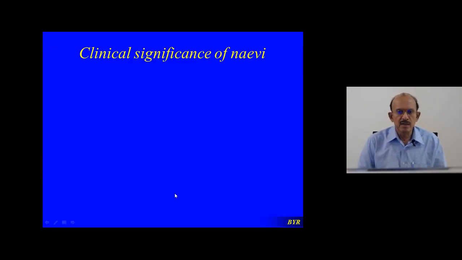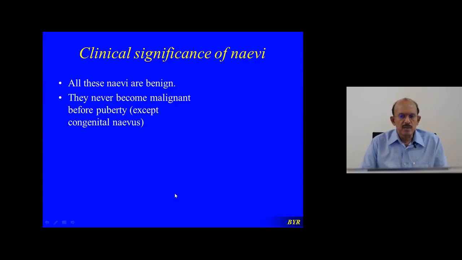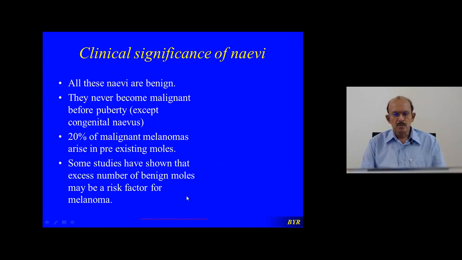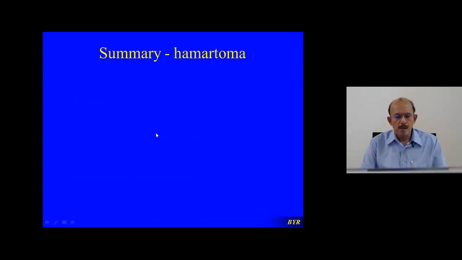So what is the significance of these nevi? All these nevi are benign. They never become malignant before puberty, except congenital nevus, which can become malignant. 20% of malignant melanomas arise in pre-existing moles. Some studies have shown that an excess number of benign moles may be a risk factor for melanoma. So that is about the moles.